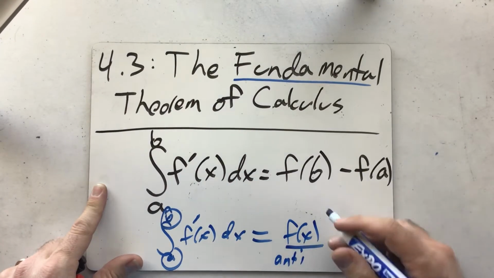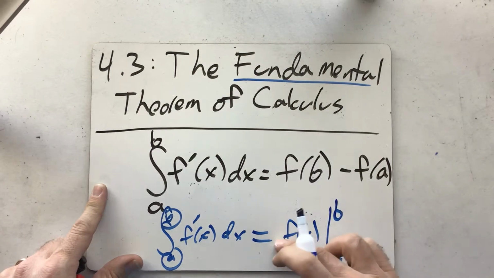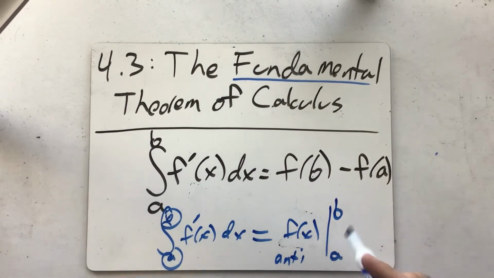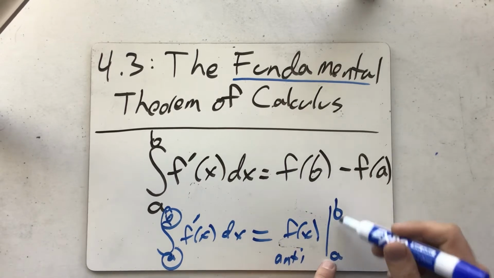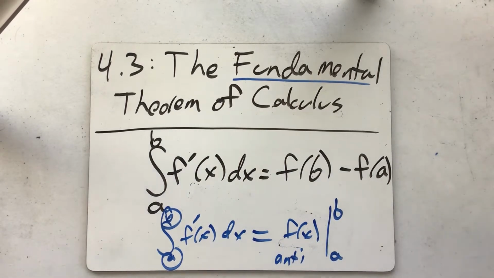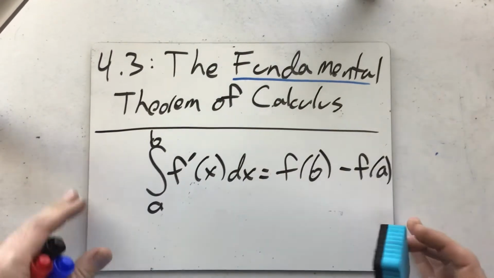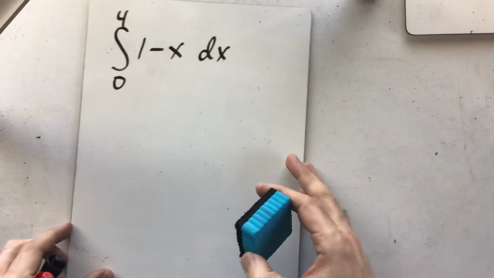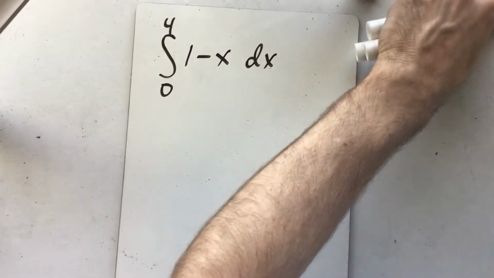And what we usually do is write a vertical line and put an A and a B. And so this is the traditional notation. What this notation means is you plug B in and you plug A in, and then you take the difference and subtract them from each other. So let's start by doing some problems, and we'll see how the fundamental theorem works out. Okay, so problem number one was the integral from 0 to 4 of 1 minus x dx.